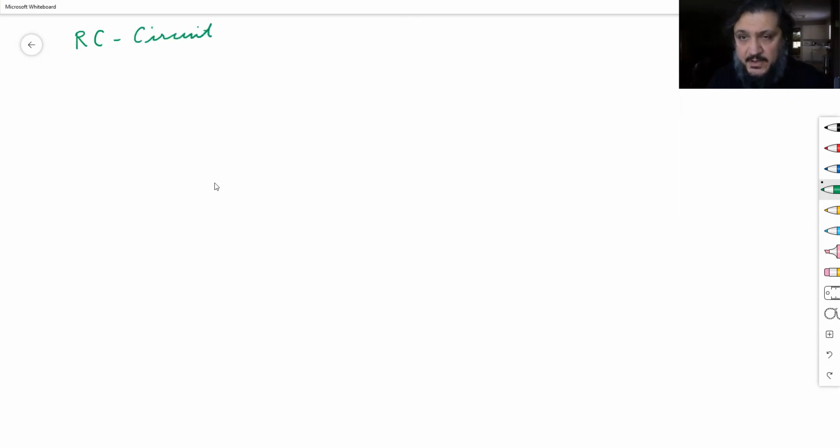A DC circuit with a resistor and a capacitor and an EMF source, a battery. Let's ignore the internal resistance of the battery. It's not relevant right now. Let's connect this battery to a resistor with resistance R and a capacitor with capacitance C. This is our basic circuit. And let's put a switch here.